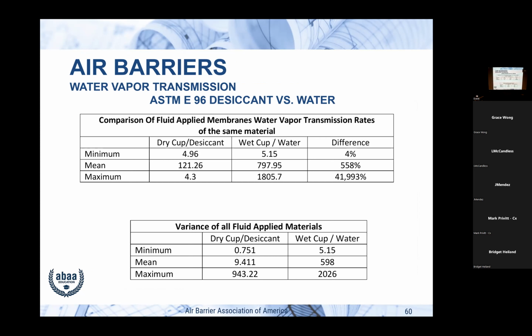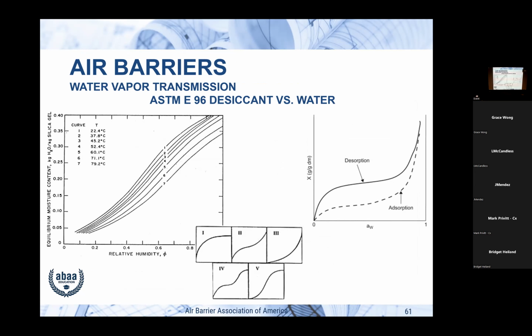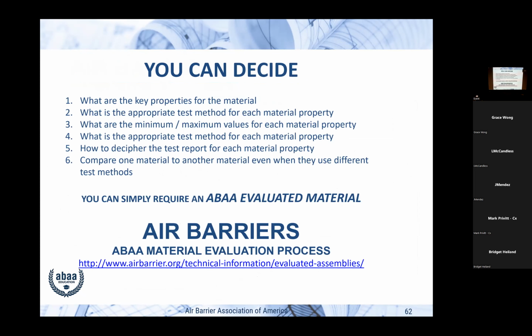Again, the minimum, some of them are pretty darn close. The maximum goes from 943 to 2026. Every time you change the atmosphere, you change the number. And this is a curve you're going to get, and so on. This is your isometric chart that everybody's familiar with and works, and so on and so forth. That's really why we want to deal with that.